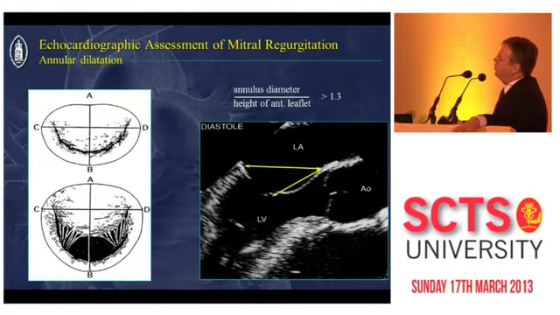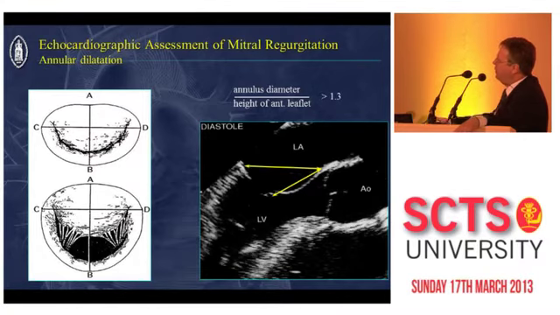So now there's other things that you need to do before the operation. The first is to look whether the annulus is dilated. This is relatively easy to do. We use the 120-degree view, where you can measure the anterior-posterior diameter of the annulus from one side to the other, and you can also measure the length of the anterior leaflet, which should more or less correspond to the size of the annulus at about a 30% difference.